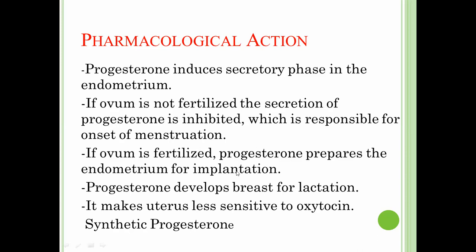Then about the ovum. The ovum is a single cell released from the female reproductive system. If the ovum is not fertilized, then the secretion of progesterone in the reproductive system is inhibited, and this inhibited secretion is responsible for the onset of menstruation.